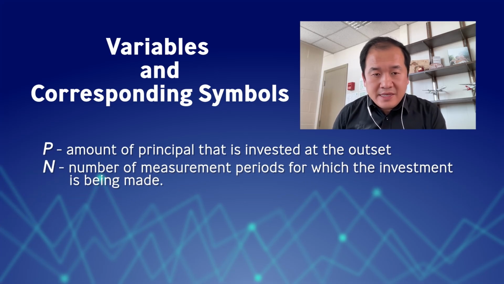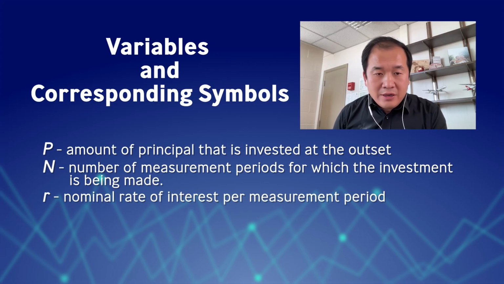Capital N here represents the number of measurement periods for which the investment is being made, right? So N usually will be, say, the number of years in the investment period. If you plan to invest for 10 years, then N equals 10.